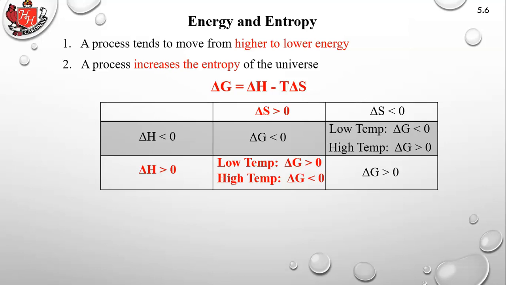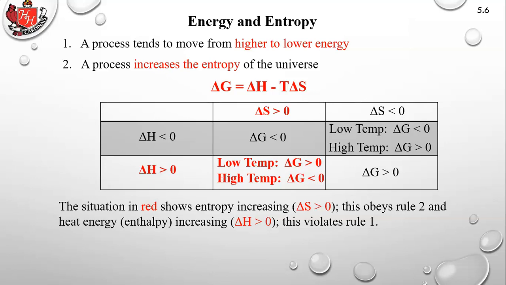And when does an ice cube melt naturally? When the temperature is high. That's delta G less than 0 in the center box there. The ice cube will not naturally melt spontaneously at low temperature. That's delta G greater than 0, so that means that will not happen spontaneously at low temperature. So let's read this.